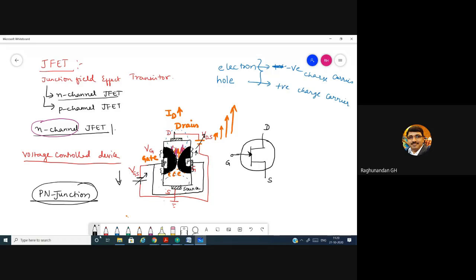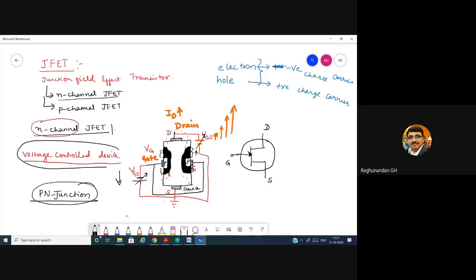If I reduce the gate to source voltage, the depletion layer will keep on decreasing. When the depletion layer decreases, again there will be a path to flow. And again when you increase the gate to source voltage, the depletion layer will increase and the path will decrease. So from this we understood that the voltage you apply across the gate acts like a controlling terminal.